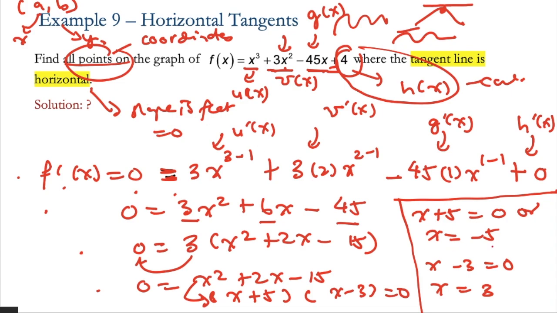Remember, this is unfinished work because you need to find all the points. Once you find x equivalent to minus 5, what is y? Once you find x equivalent to 3, what is y? You need to find the y. So basically, you have two coordinates. The first coordinate is A, the second coordinate is B, isn't it? So in this case, let me erase some area here so that I have space to do the work. Okay, so I erase this.